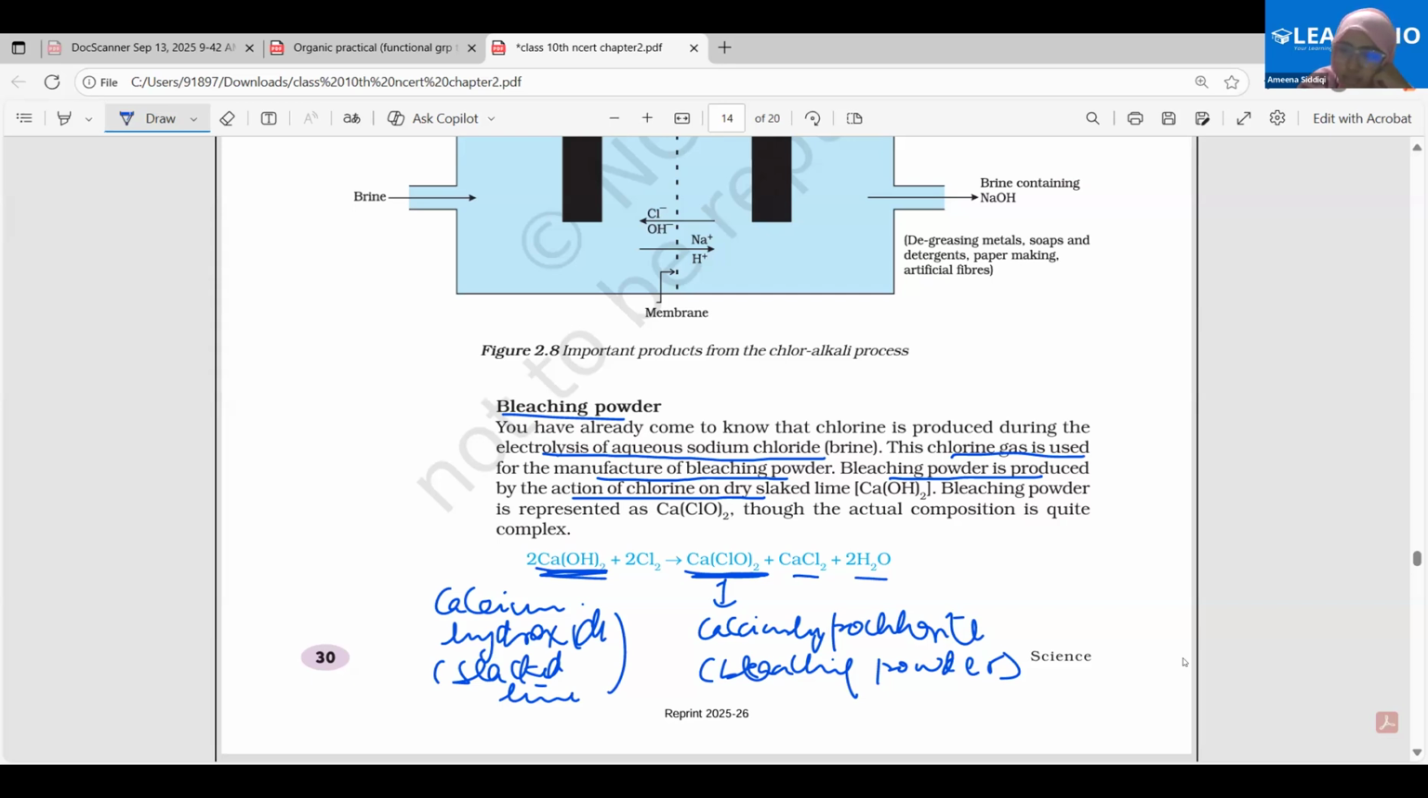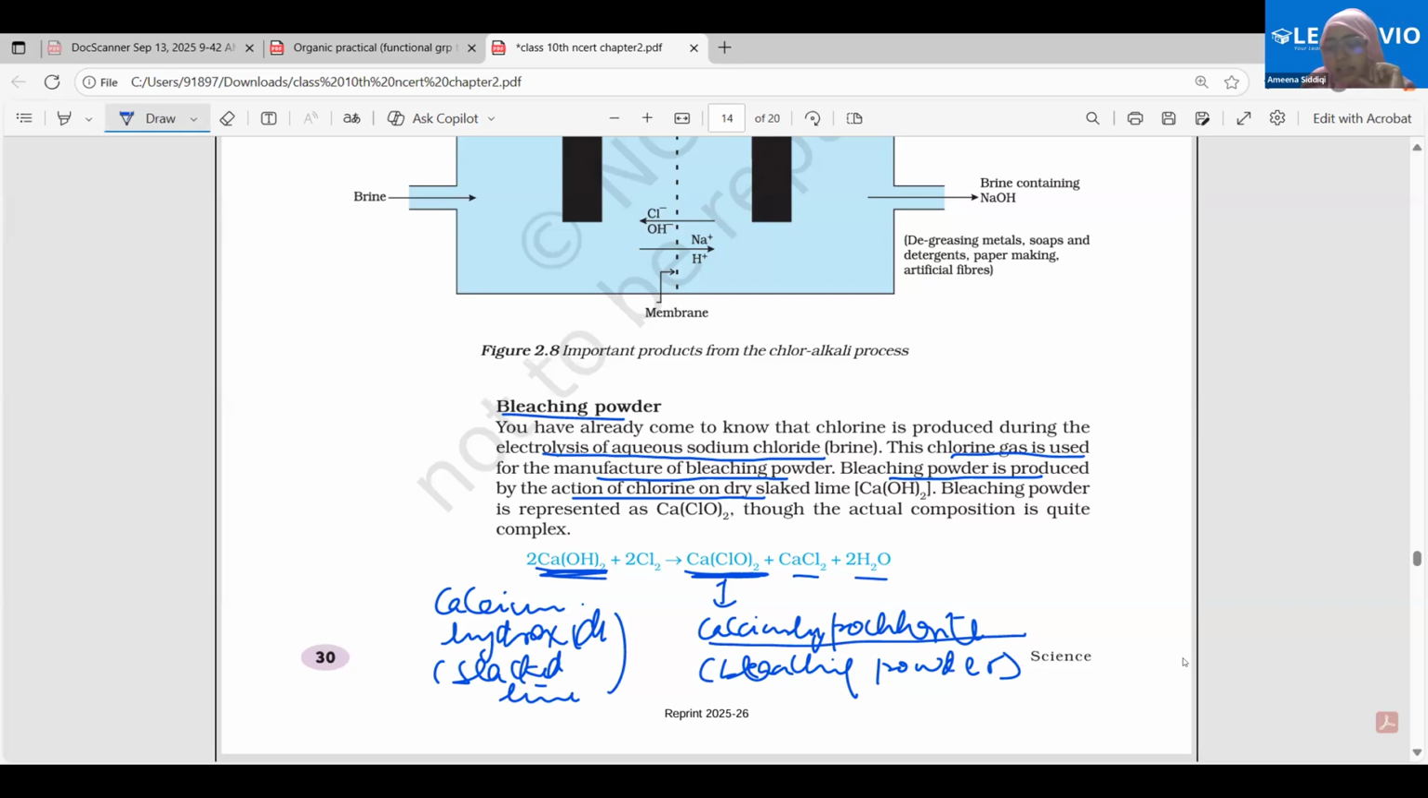Any problem, Saad, Afshin? Have you written this? Should I repeat this again? The formula is CaOCl whole twice. The chemical name is calcium hypochlorite. At the end, it is 'te' and not 'de'.